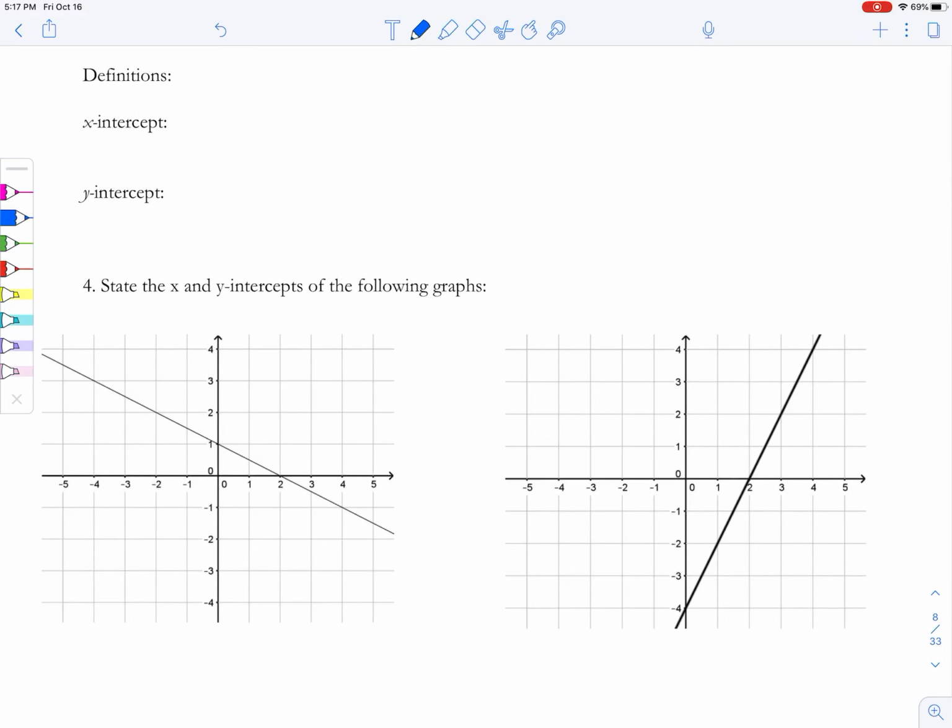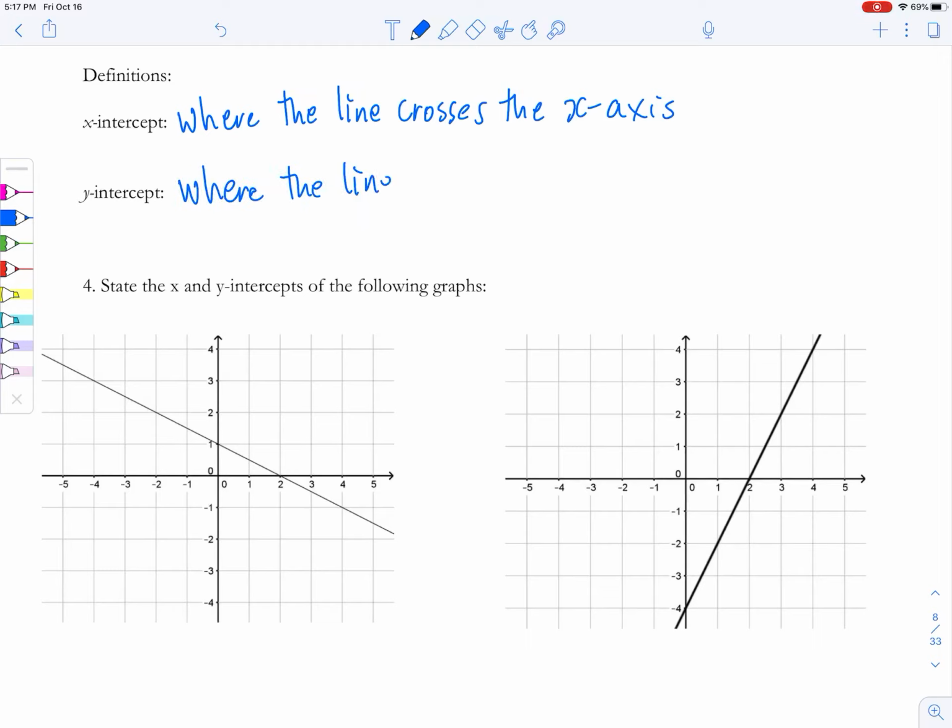Okay, here's the definitions I said we were going to get to. The x-intercept is where the line crosses the x-axis. And then inversely, the y-intercept, I bet you can predict, is where the line crosses the y-axis. And I'm going to point out one thing.